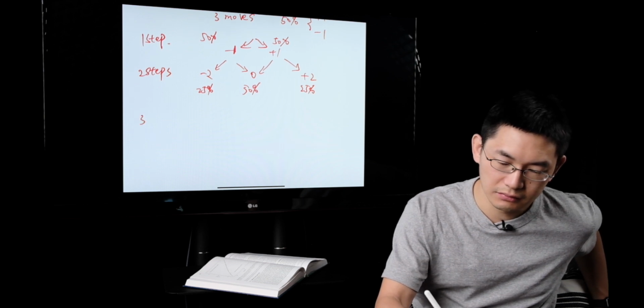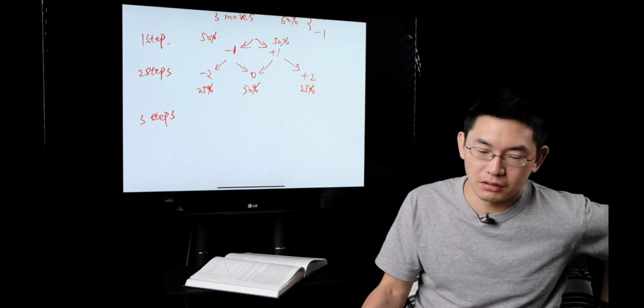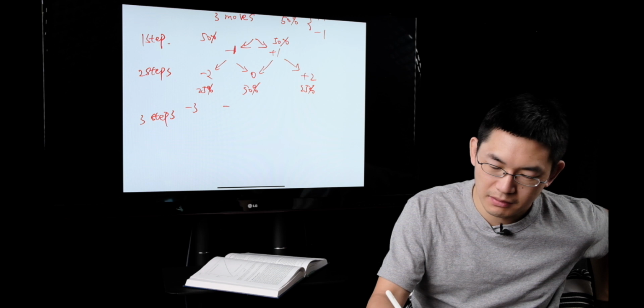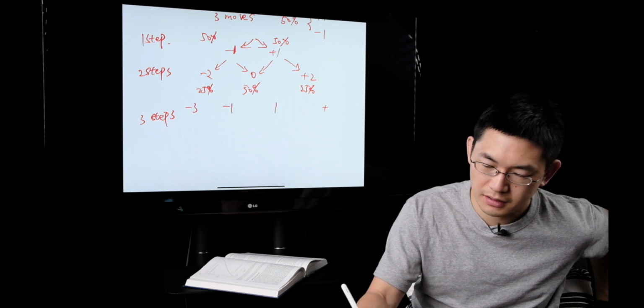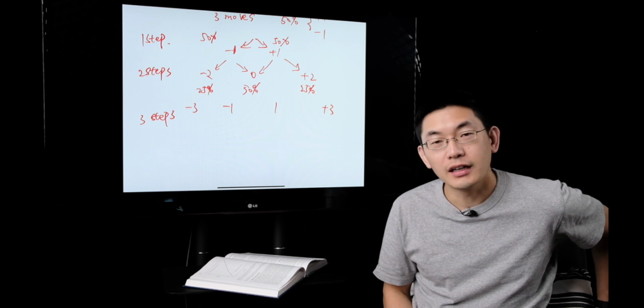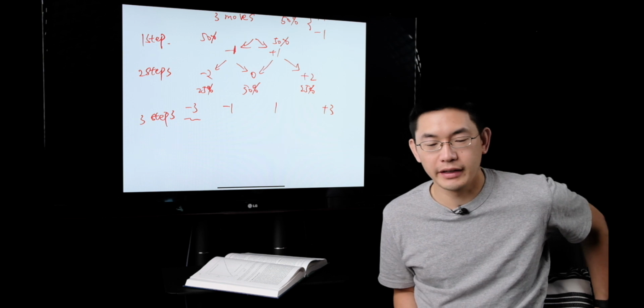So what we have talked about, how about 3 steps? You will quickly realize you can have -3, -1, +1, and +3. Right? So what is the chance of you finishing at -3? Can anybody help?